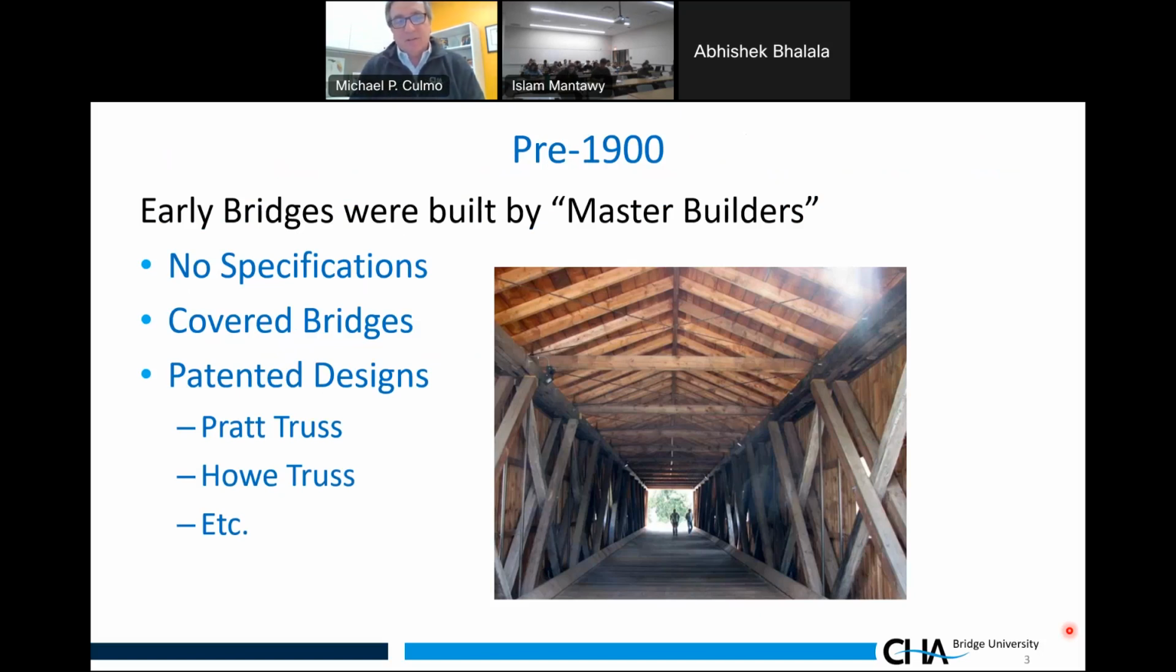And what they did in those days, they not only invented the truss, they would patent it and sell the truss. So again, if you were a railroad or a highway department or road department, you would hire somebody like William Howe to design and build you a truss.